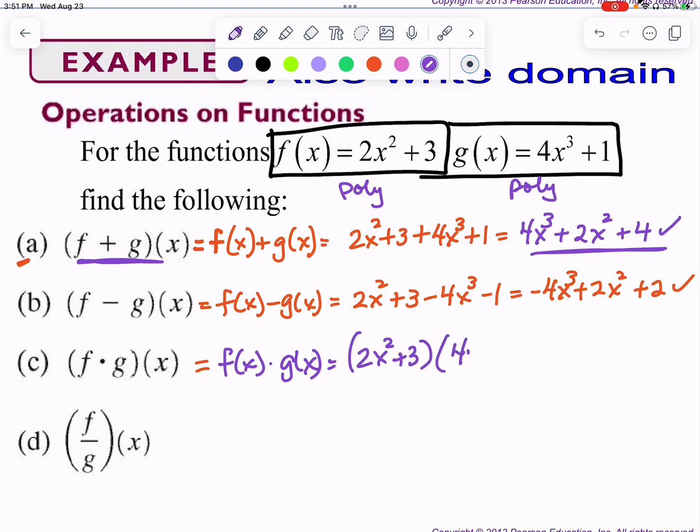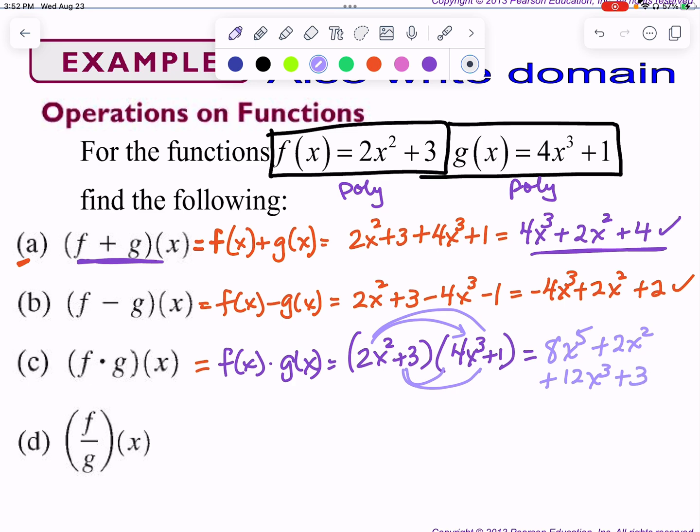Plus 3 times the other function, and that's when we're going to use our distributive property. So multiply these two, which is 8x to the 5th plus 3, rearrange them, and we are done, because none of these are like terms. And I am done multiplying them. So the product of these two functions, f of g times x, is again a brand new function.